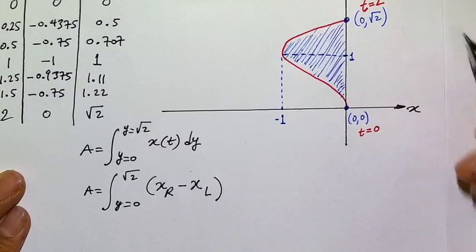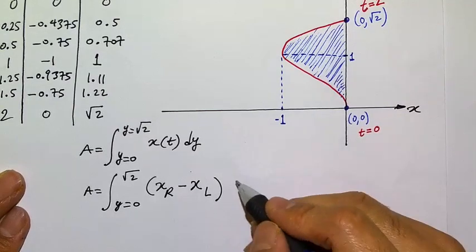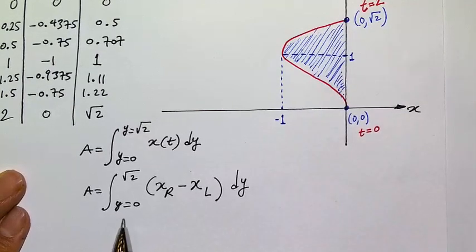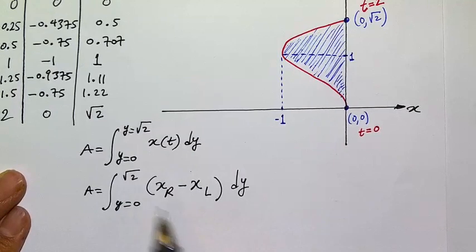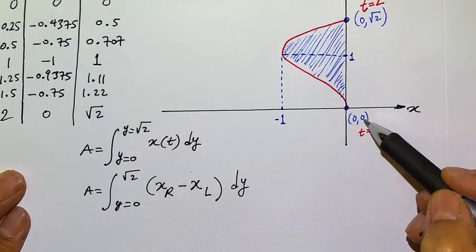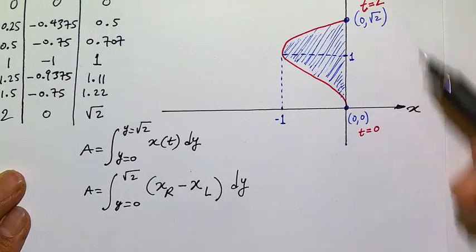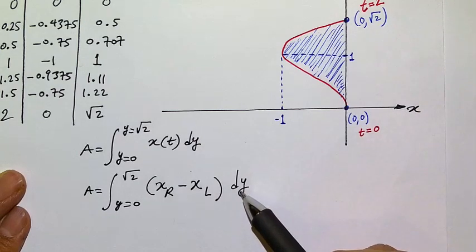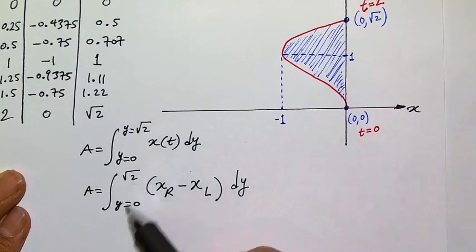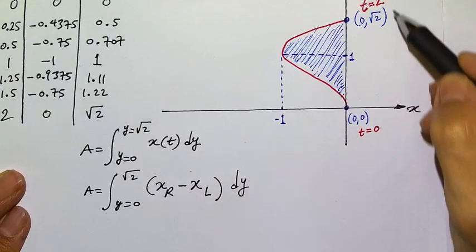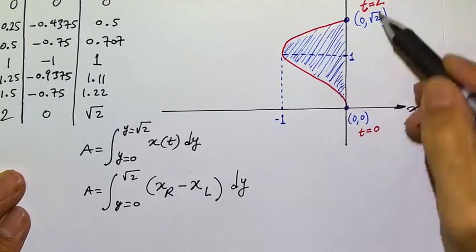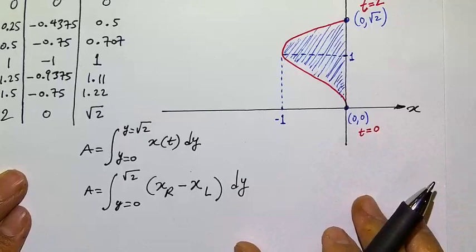Okay. And this would be dy still, because the limits of integration are from 0 to square root of 2. When I switch this to dt, the limits of integration will go from t equals 0 to 2. Just keep track of that. Okay.